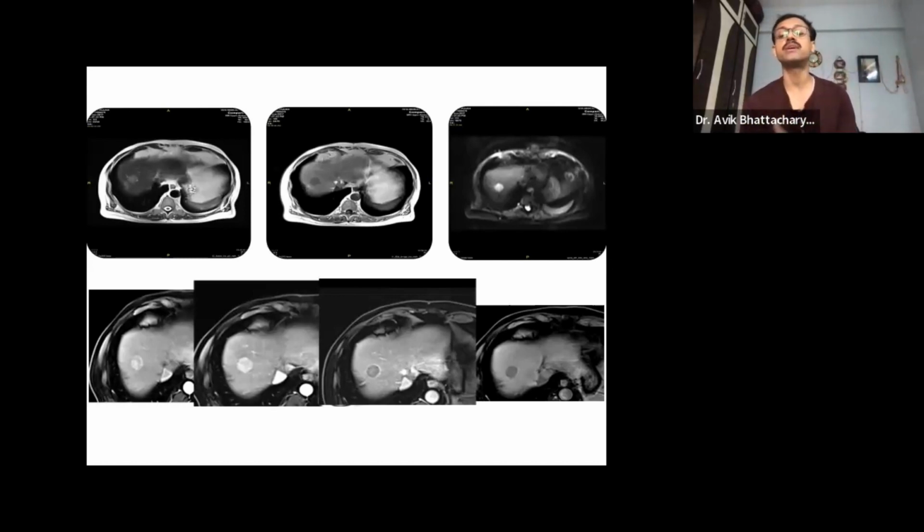If you do an in phase and opposed phase image, you will see there will be signal drop because of the fat. So these all are characteristic features of hepatocellular carcinoma we should see and characterize when we do a triple phase MRI of a liver to figure out or to characterize the lesion in a cirrhotic liver.